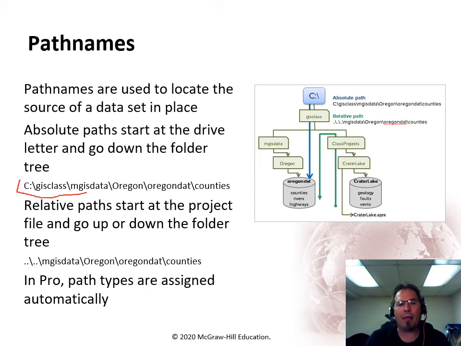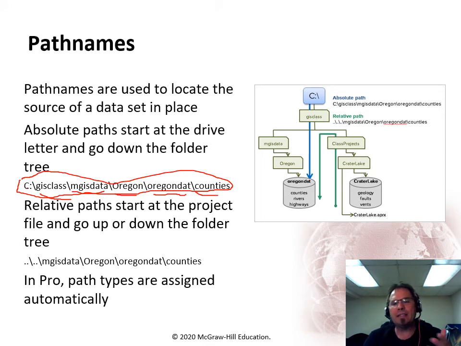So here's a path, right? Think of it kind of like a URL. You could think of it that way too. So I'm on the C drive. I'm in the GIS class folder, the MGIS data folder, the Oregon folder, the Oregon data folder, and then the counties. So you have to understand this directory structure. And if you don't, it's not hard to figure out.